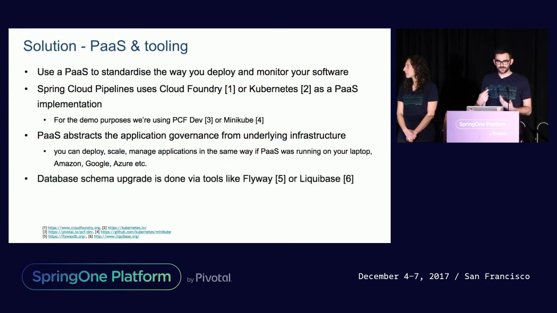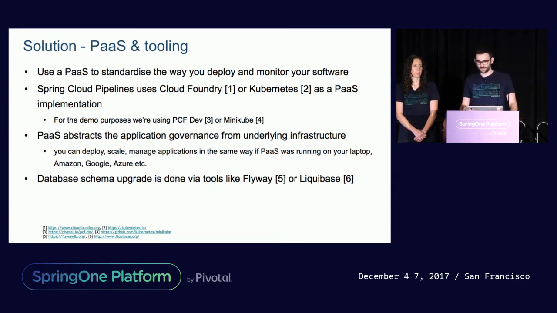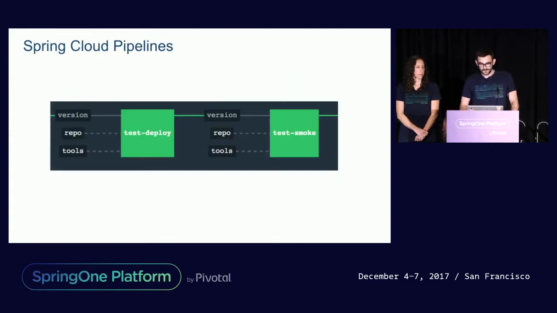Now, about the tooling, if you're doing a database migration, you can do it via tools like Flyway or Liquibase. So these are tools that allow you to start versioning your schema and the schema changes. So let's focus on those two steps, test deploy, test smoke.